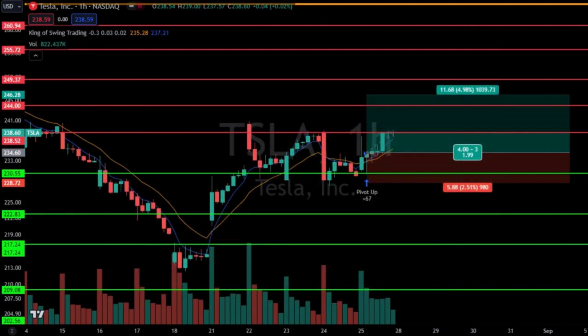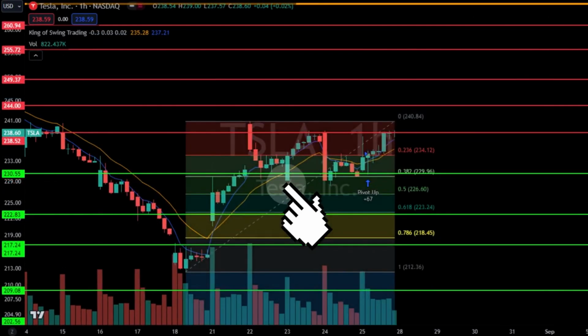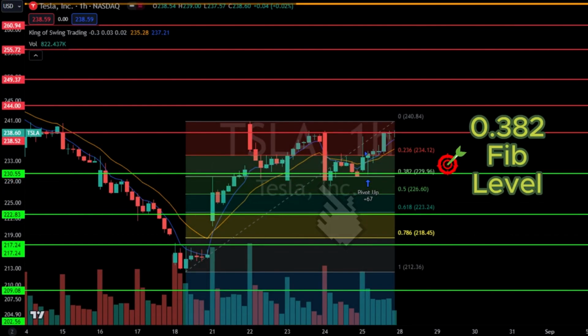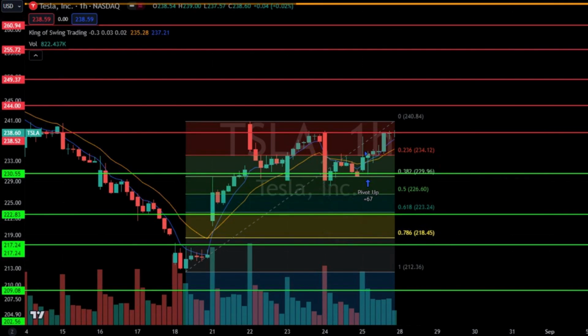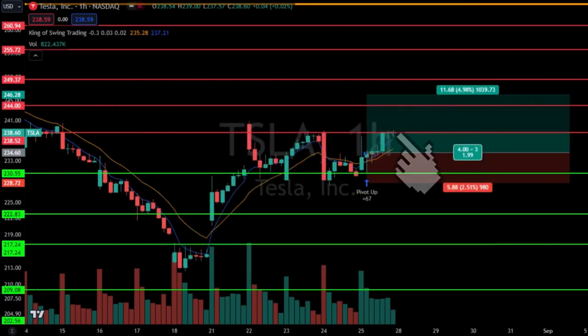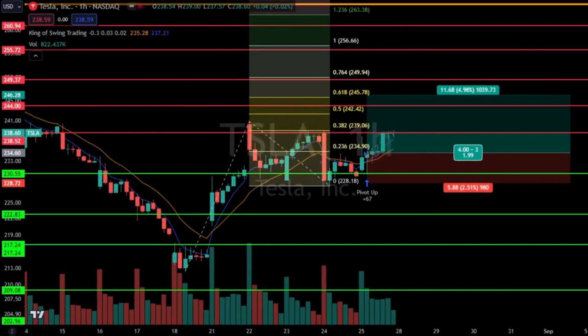Now let's look at the fib retrace. We have now twice hit the 382, and holding this and bouncing is very bullish. Also, if we were to break the neckline, the fib extension tool may better help show where this can go. Using the tool, if we break above 240, this most likely wants to run to at least 255 as a target. Now, anything between the 618 and 1 fib levels is typical. You will notice that these align pretty well with the resistance levels.